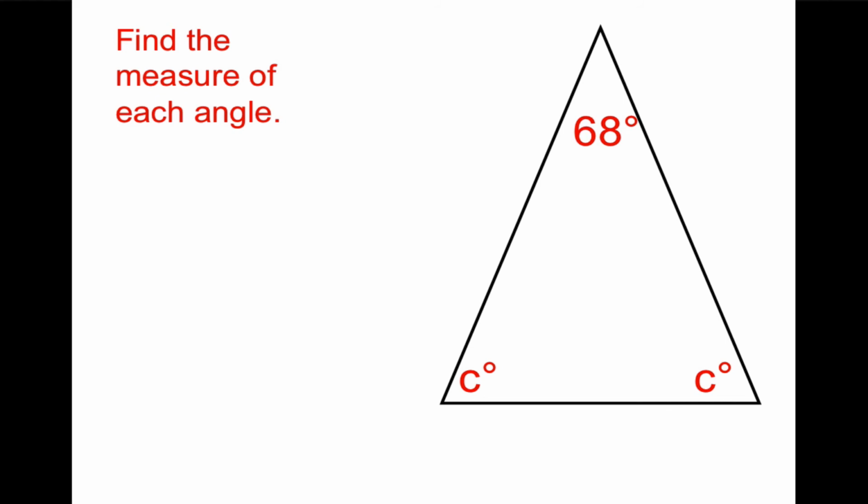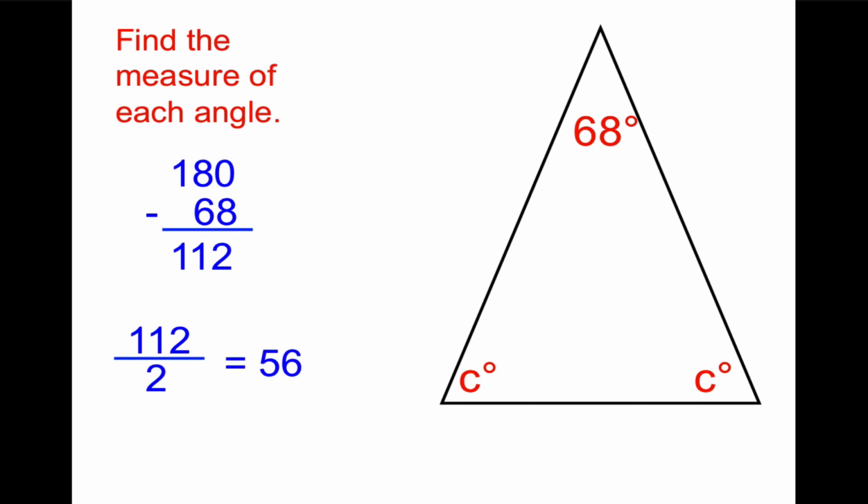Yeah, this is an isosceles triangle, and we're going to just subtract the 68 from 180 to get 112 and divide that by 2 because there are two missing angles that are both the same. So 112 divided by 2 equals 56. So each angle C is 56 degrees, and 56 plus 56 plus 68 equals 180.